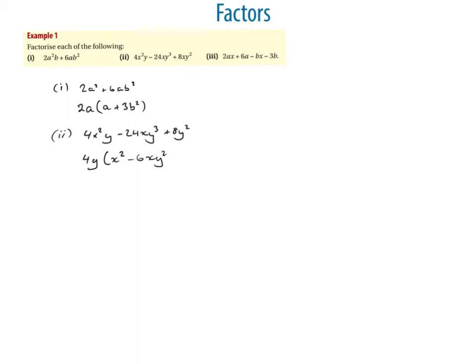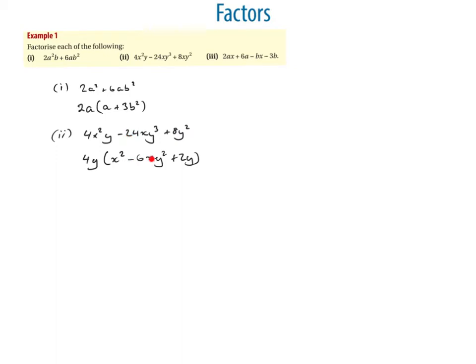Okay, let's have a look at the next one. So again, I need to get from 4 to 8, and to get from 4 to 8, I need to multiply by positive 2. And then I need to get from y to y squared, so I need to multiply by y. So we can check now. 4y by x squared gives me 4x squared y, which is this first one. 4 times minus 6 gives me minus 24.